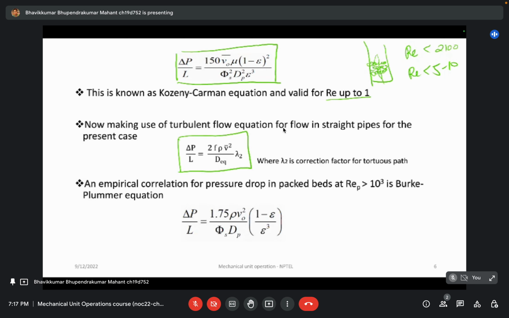The empirical equation which is available for packed beds at Re p greater than 10 to the power 3 is the Burke-Plummer equation.